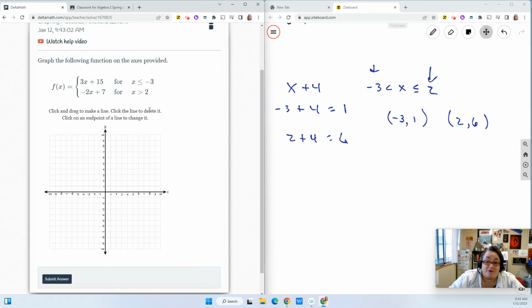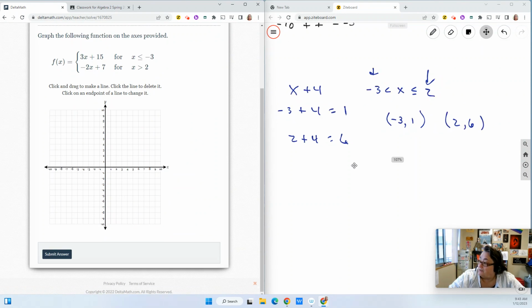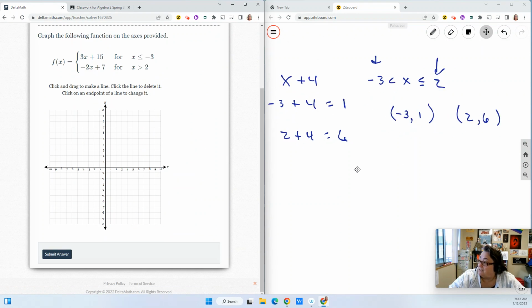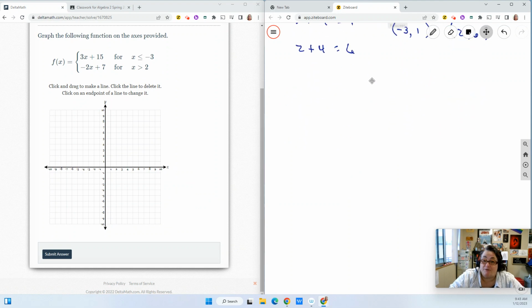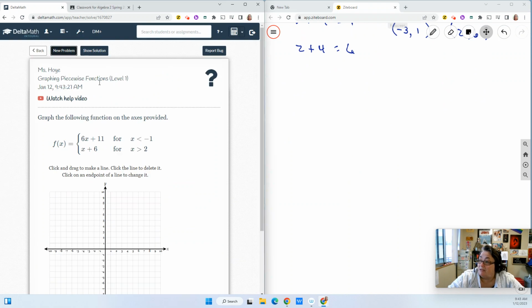And errors like that happen all the time when you're graphing. It's why there's no penalty assessed to anything on these. If you get it wrong, you can do it again. You can do another one so that everyone can get 100% when you screw up like I did.